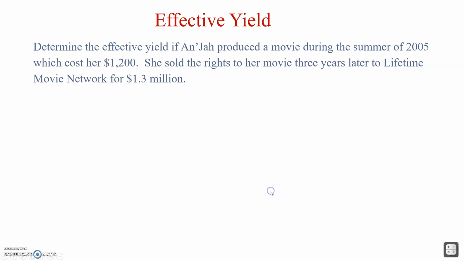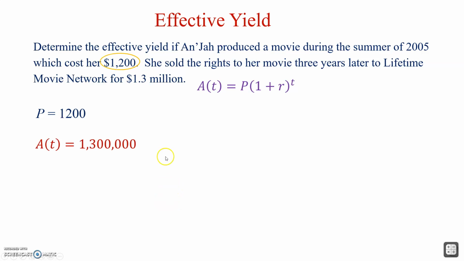One last problem. All right, determine the effective yield if Anaya produced a movie during the summer of 2005, which cost her $1,200. She sold the rights to her movie 3 years later to Lifetime Movie Network for $1.3 million. So let's see what the effective yield is. There's our formula again. Here our principal, the original amount, is the $1,200. The amount after time was that $1.3 million. So I wrote it out, $1,300,000. The time, 3 years, because it says she sold the movie rights 3 years later.